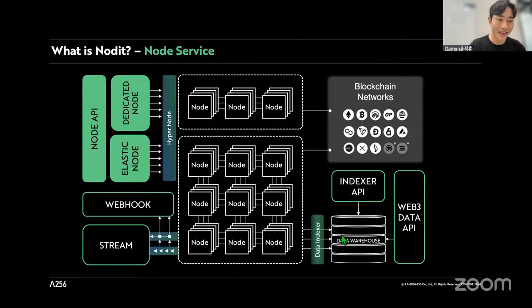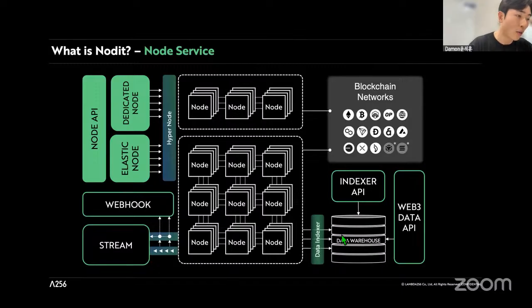So let's get deeper. First off is Node API. This gives you direct access to blockchain networks using standard node client methods, which means JSON RPC methods for EVM chains. You can call these APIs like eth_call, eth_getLogs, or eth_getBalance, just like using your own node. By default, you'll be using Elastic nodes, which are part of our shared node pool, perfectly fine for most hackathon use cases.